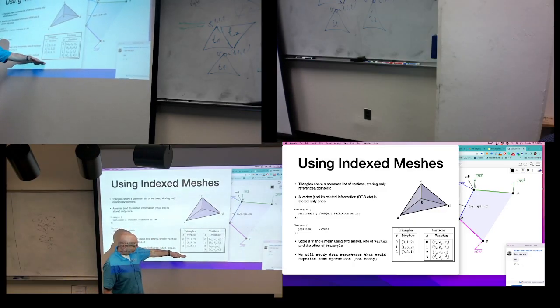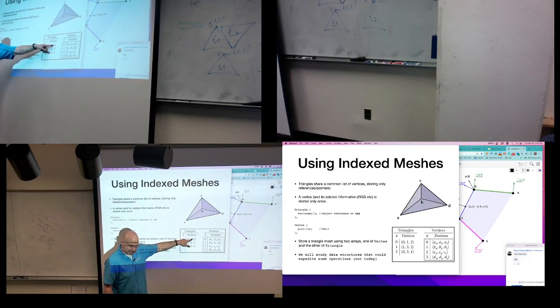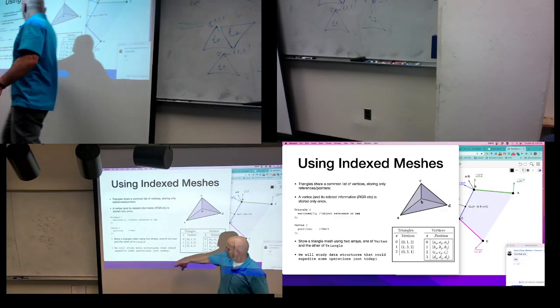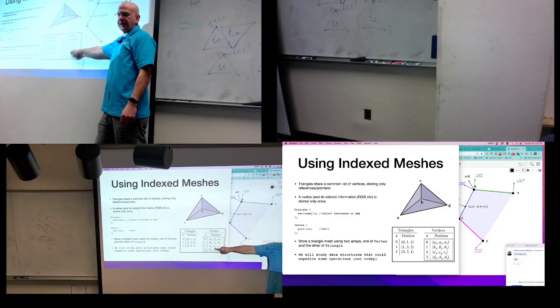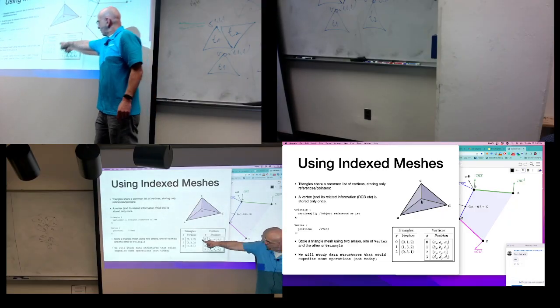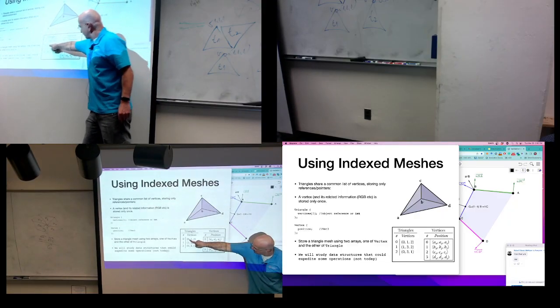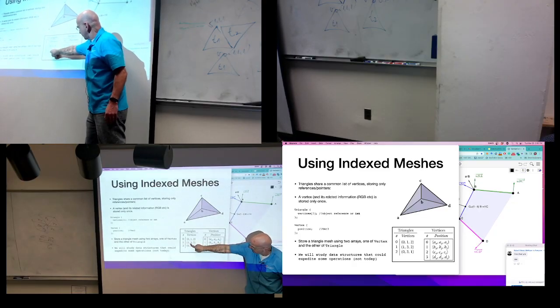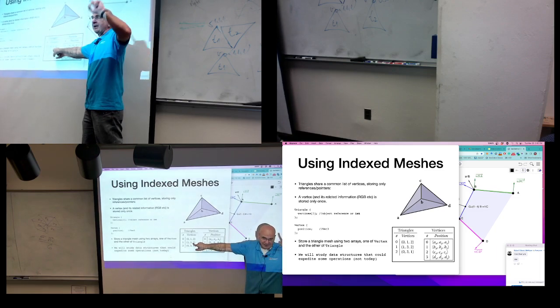Here's a list of triangles. Triangle 0, triangle 1, and so on until the last triangle. What do I store per triangle? I store the indices. If you like C, think about it as pointers into this array. If you don't like C, think about it as just the indices inside this array, just a bit slower, of where, say, triangle 1 contains vertex 1, vertex 3, and vertex 2. And by the way, in a counterclockwise order, always.